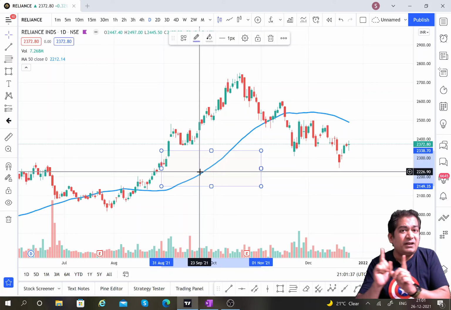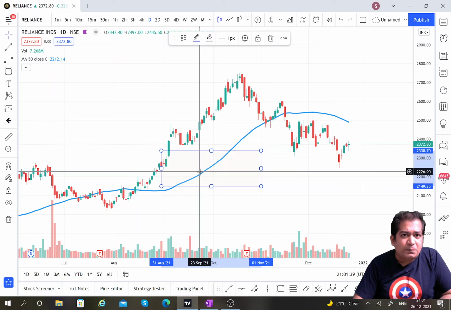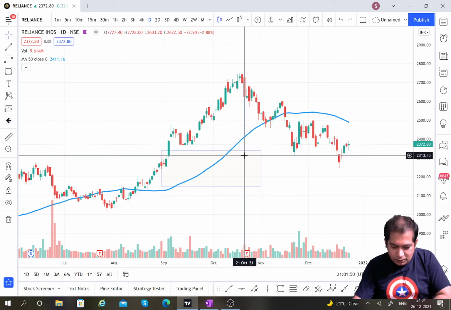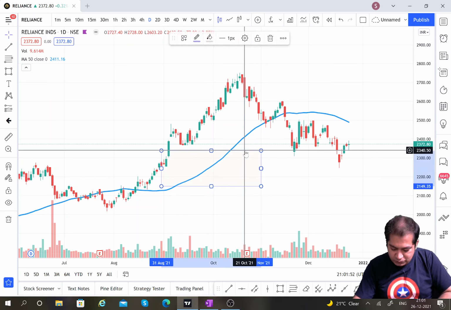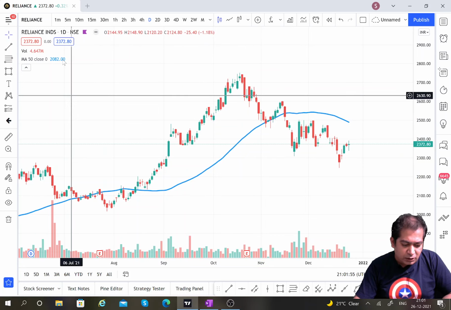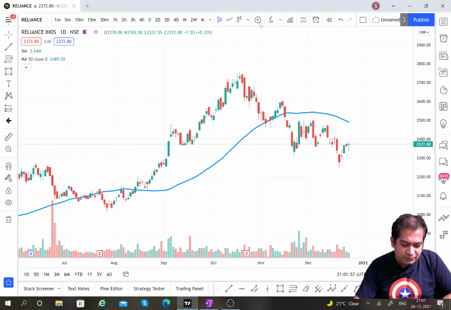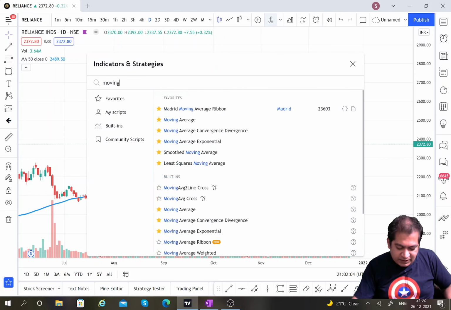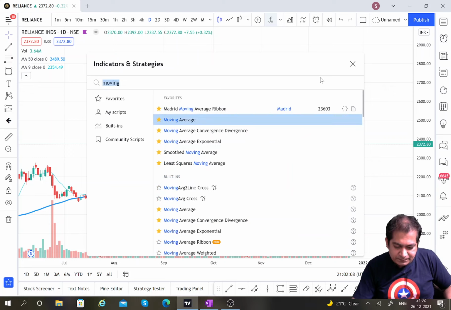But the thing is, every moving average cannot be considered as a trend indicator. If you want to find out what is a trend indicator which is used by the industry, then we'll use what is known as a 200-period moving average. So let me put here a 200-period moving average. So I'll click again here and again I'll choose moving average.